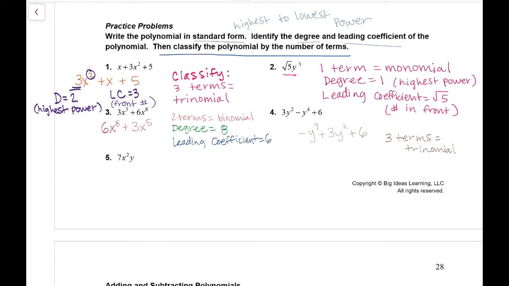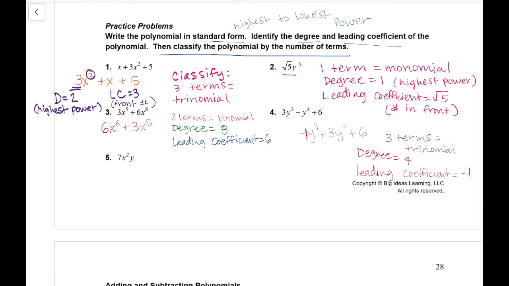The next thing we're going to look at is the degree. The degree of this is going to be 4 because the highest power is a 4 by the y. Now, we're going to write our leading coefficient. There's not a number, we just have a negative there. But remember, if there's not a number, it's always a 1. So that leading coefficient is going to be that negative 1.